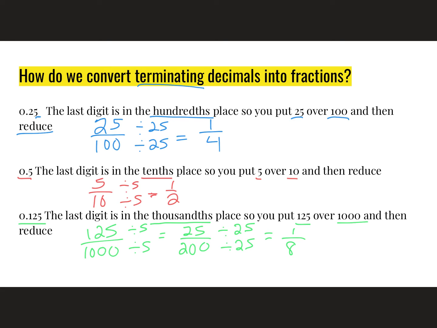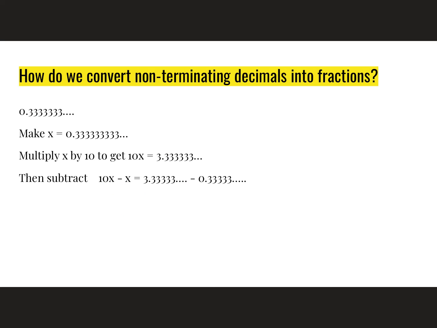It's that simple. I could have divided by 5 again, then divided by 5 again, but I knew that that one would work that way. So I get 1/8. Not that hard, but we have terminating decimals. We just need to know which place to put them over.